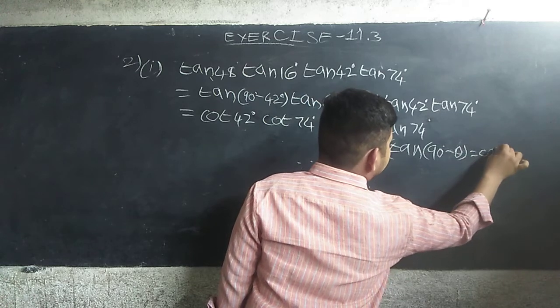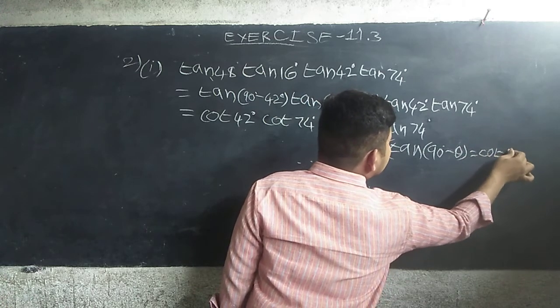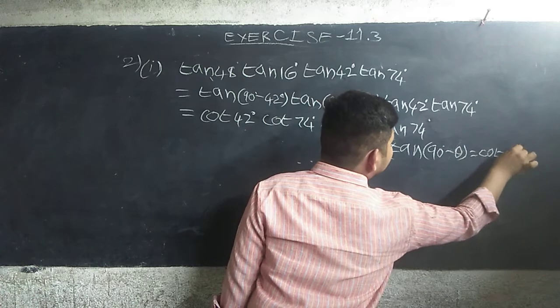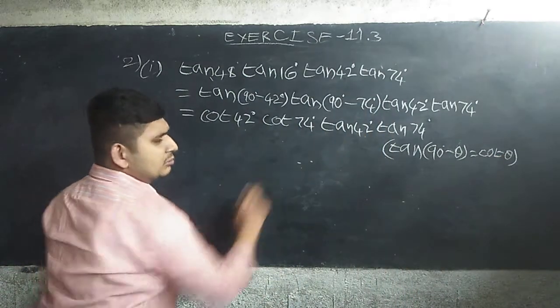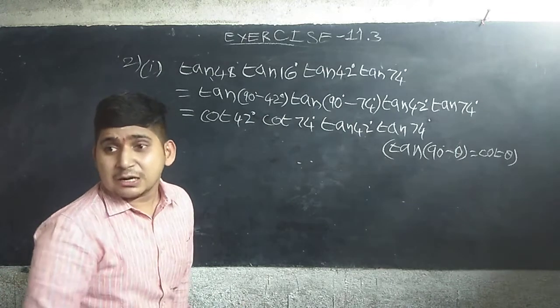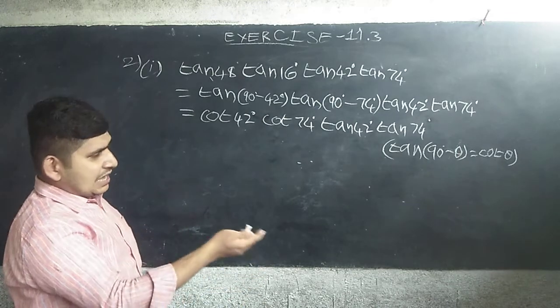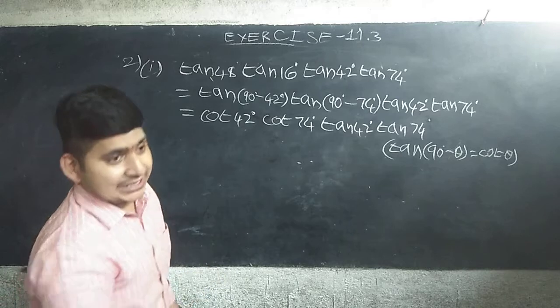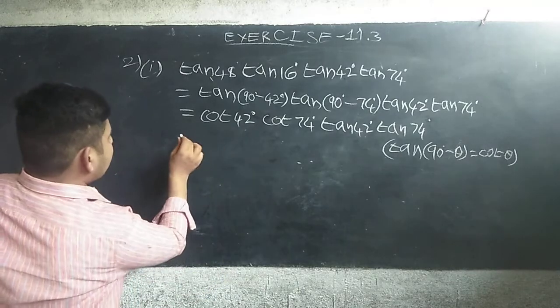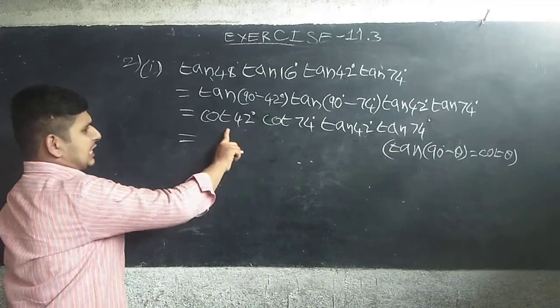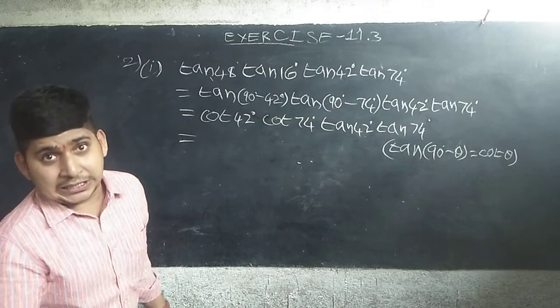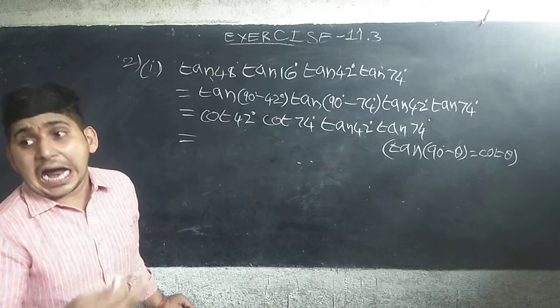Cot theta. Okay? Now, 42, same angle. So you have to take the same angle on one side. Okay? So I am maintaining the same angles in one bracket, so we can easily understand.